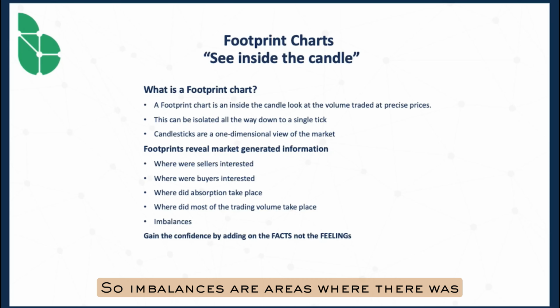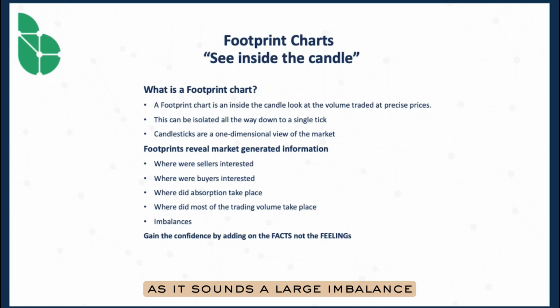Imbalances are areas where there was, as it sounds, a large imbalance between buyers and sellers. Say, within a $5 range, there were 5 million more contracts bought relative to, let's say, 10,000 sold.